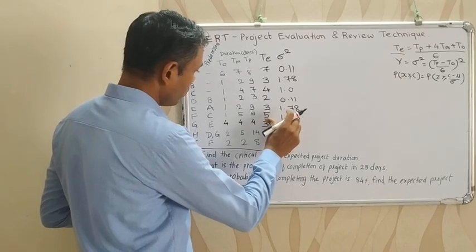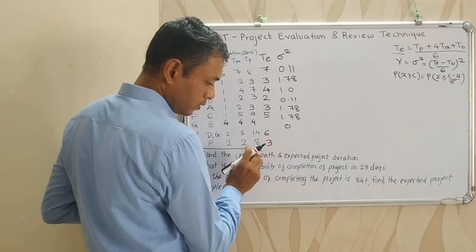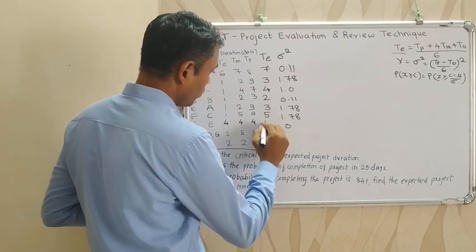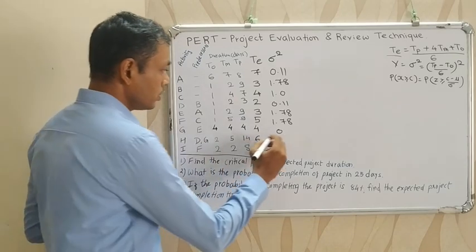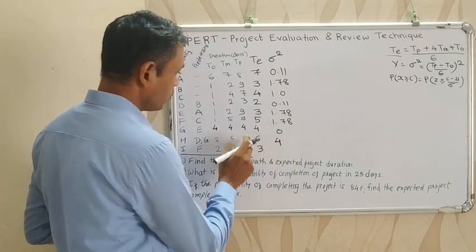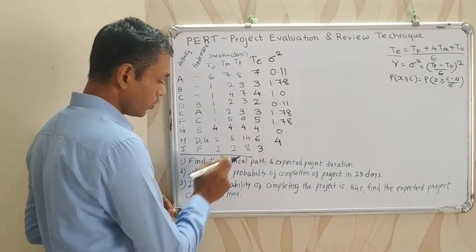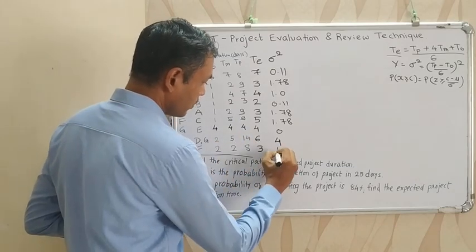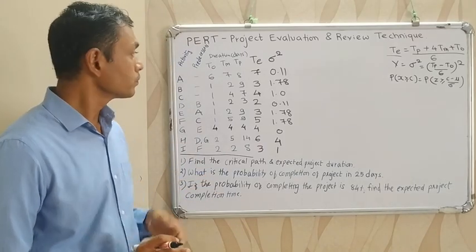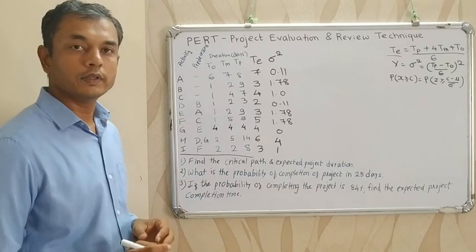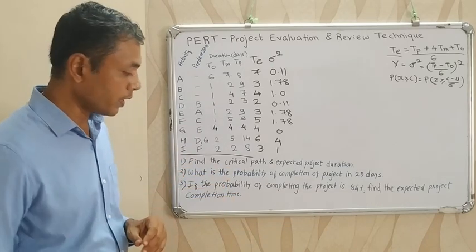So it should be 4, I think. Estimated time is 4 for this activity. For activity H it is 4 because the variance is very large. Minimum time is 2, maximum time is 14, and for activity I it is 1. So in this way we can calculate our standard deviations. Now the next step is to form the network diagram.